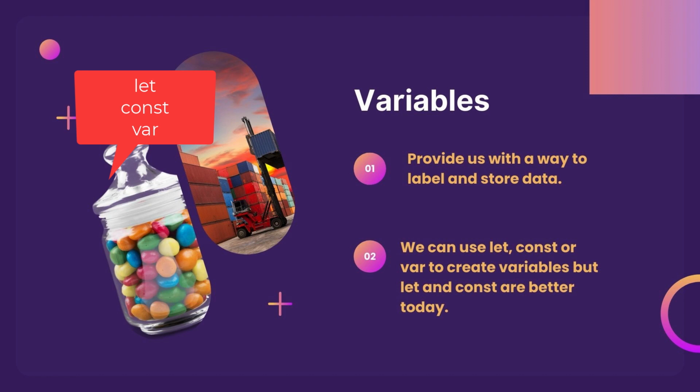Prior to this, the only way to create a variable was using the keyword var, so you may still see code which uses this, and that's totally okay, but going forward it's best to stick with using let or const. The main difference between using let or const is that variables created with the const keyword cannot be changed once they've been created.